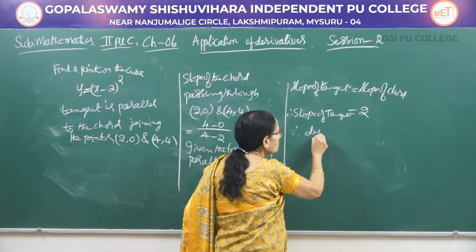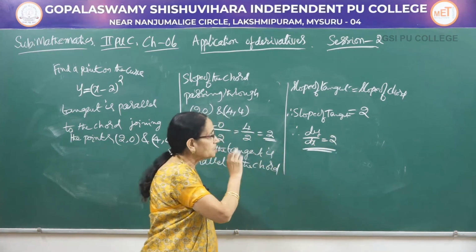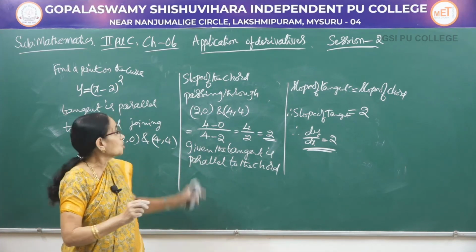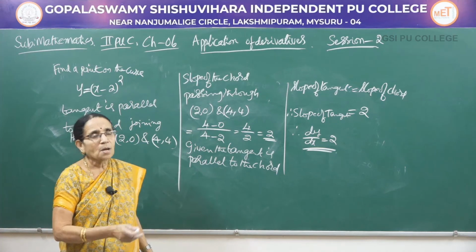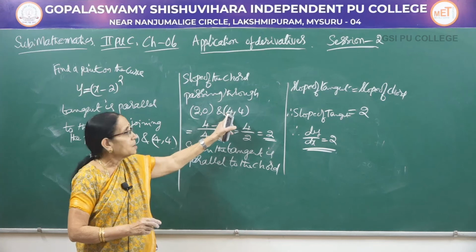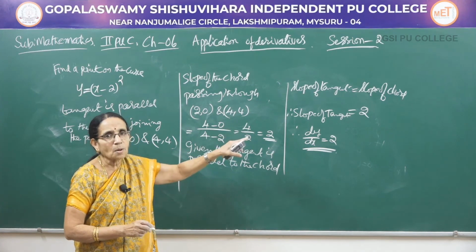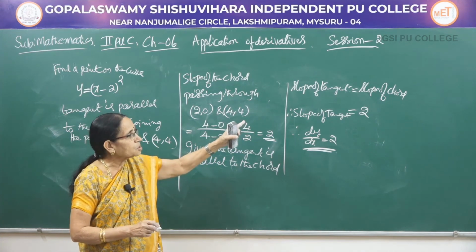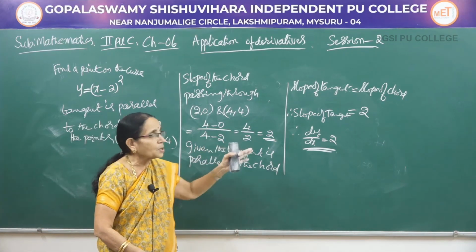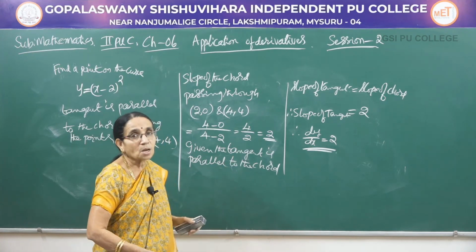Therefore, dy by dx is equal to 2. So this is the ultimate thing we wanted here. We wanted to know the value of dy by dx so that we can find the point on the curve at which the tangent is parallel. So first you get the slope of the chord. Since the tangent is parallel to the chord, the slope of the tangent is equal to the slope of the chord, therefore the slope of the tangent also becomes 2. But the slope of the tangent is nothing but dy by dx. So dy by dx is equal to 2.